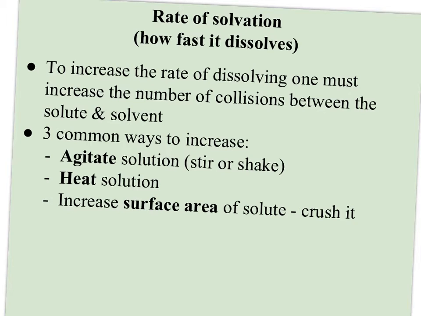So you can agitate the solution, and the two easy ways are to stir or shake it. You can heat the solution, or you can increase the surface area of the solute. In other words, you can crush it. If you use finely grained sugar, it dissolves much quicker than coarser grains. And of course, if you want to slow down the rate of dissolving, you do just the opposite. You don't agitate it, you cool it down, and you leave the solute in big chunks.